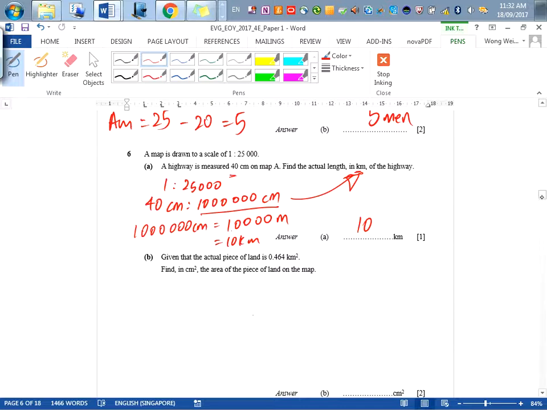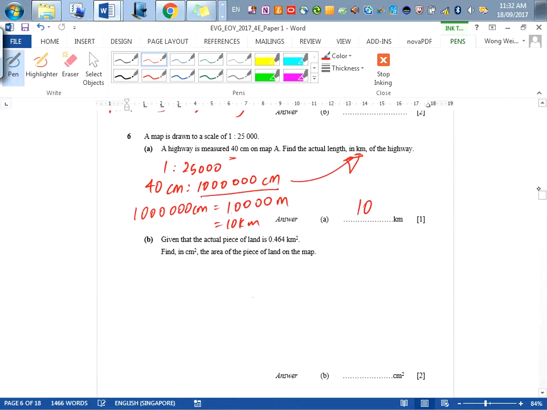Okay? Then, next part. Of course, they are going to ask you about area. They always like to do these things. Now the actual area is 0.464 square kilometers. Convert it to square centimeters. We have our relationship over here, 1 is to 25,000, of the same units. Let's convert 1 cm to kilometers because our question is asking us to work in kilometers. So 25,000 centimeters to kilometers, we will get 0.25 km.